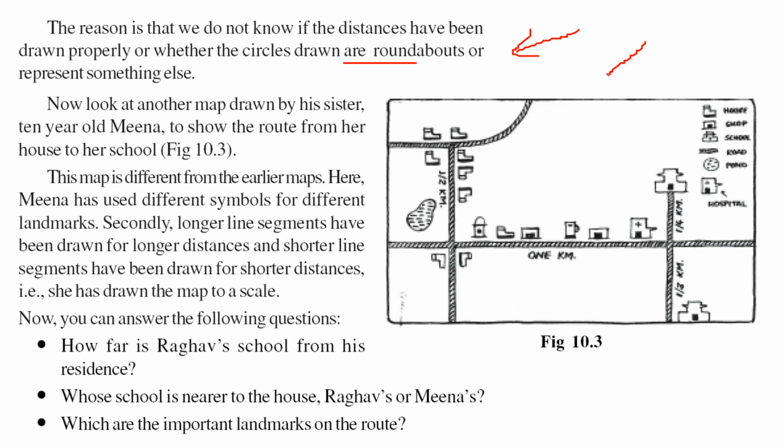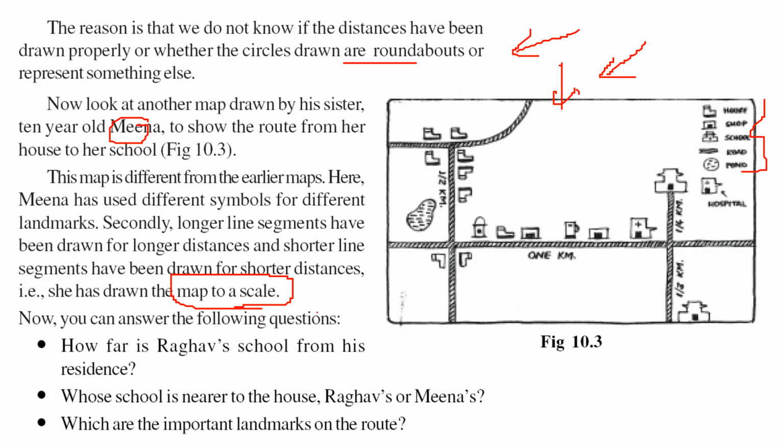Now, Raghav's sister, who is 10 years old and called Meena, made the same map, and this is how she made it. This map is somewhat different from what Raghav has made, and Meena actually used certain symbols. She showed the symbols, which are called a legend, L-E-G-E-N-D, and she has shown longer line segments for longer distances and shorter line segments for shorter distances. That is, she has scaled the map, or you can say she has drawn the map to scale.